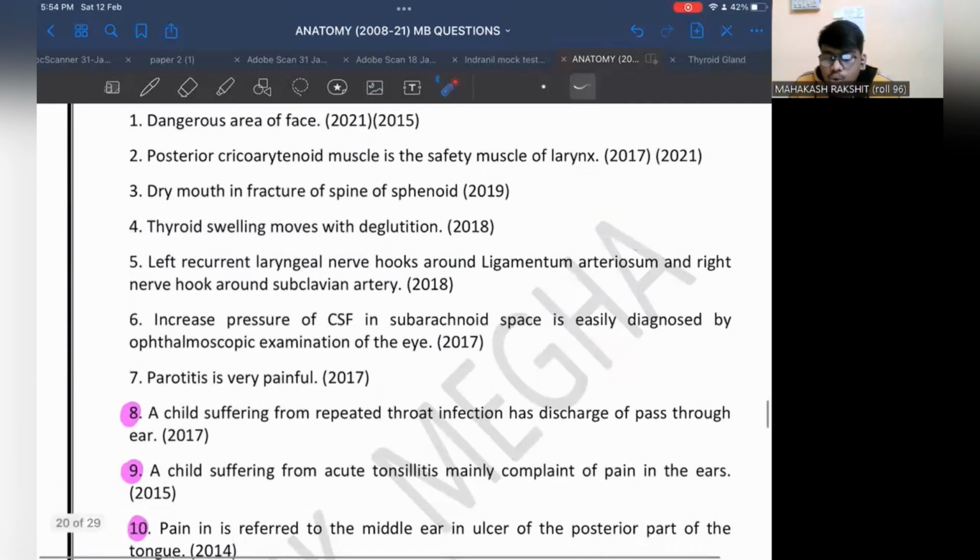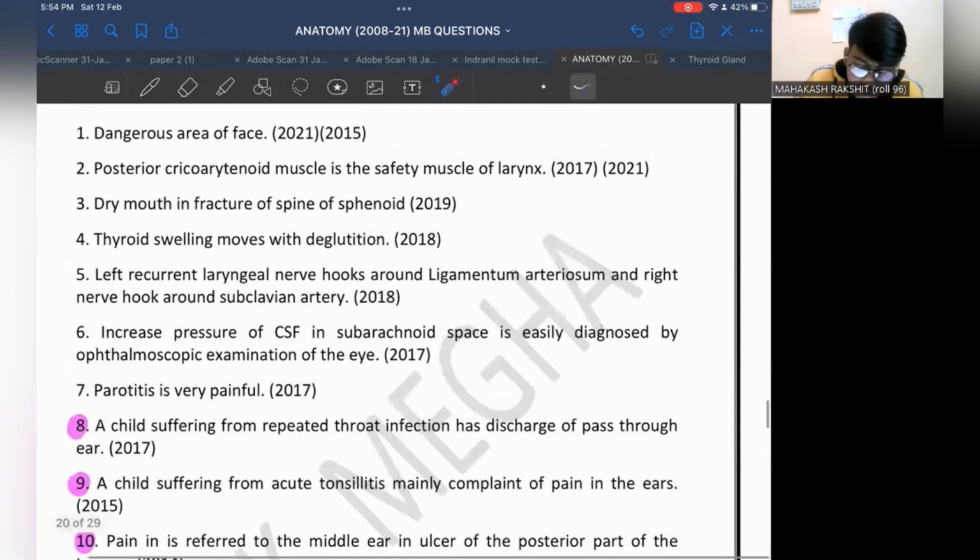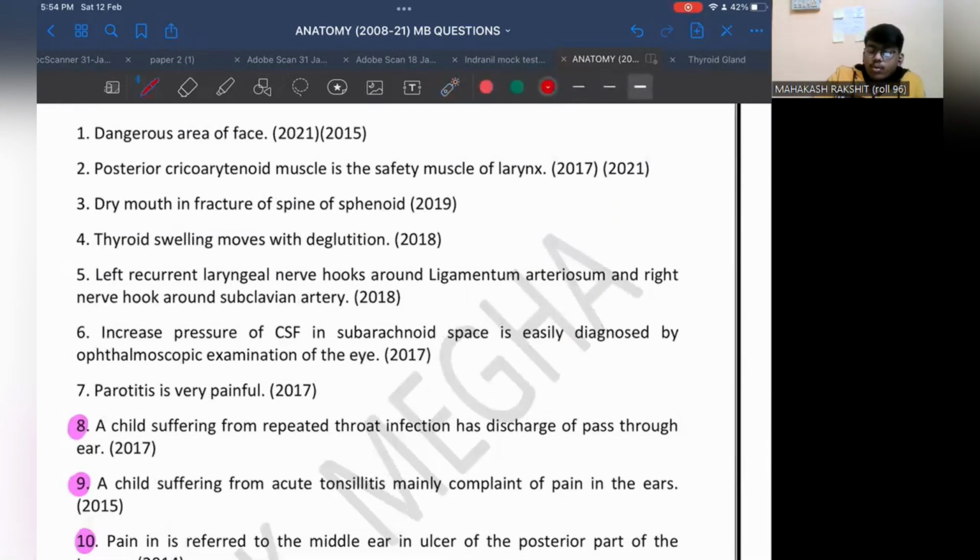Left recurrent laryngeal nerve hooks around the ligamentum arteriosum, and right recurrent laryngeal nerve hooks around the subclavian artery. Why is this happening? This is a very interesting question. Let's see. You guys say, what is the nerve of the sixth pharyngeal arch? The nerve of the sixth pharyngeal arch is the recurrent laryngeal nerve. Okay. Let's have a diagram.